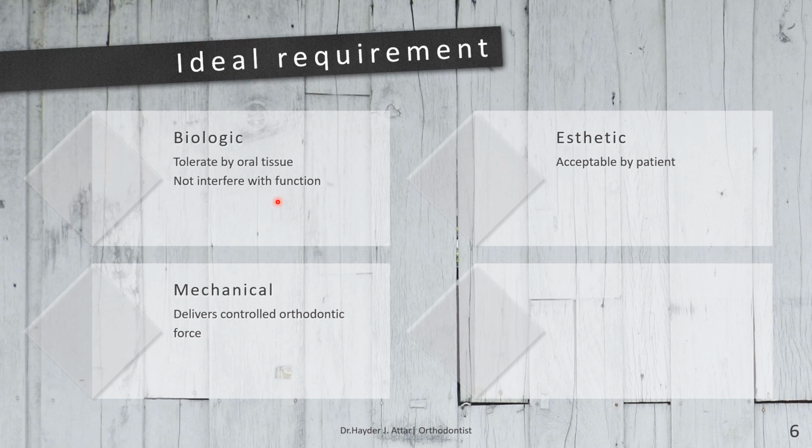Also, one of the important requirements of the orthodontic appliance is the mechanical activity. That means the appliance should provide a controlled orthodontic force that provides the optimal orthodontic tooth movement. Also it should be aesthetic and acceptable to the patient to provide good compliance and good cooperation by the patient.